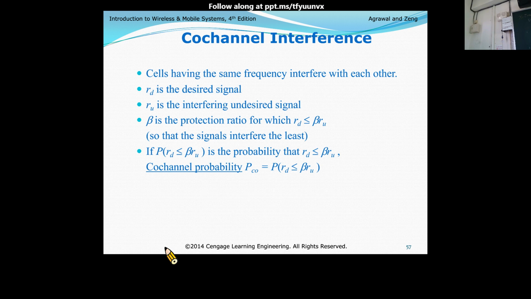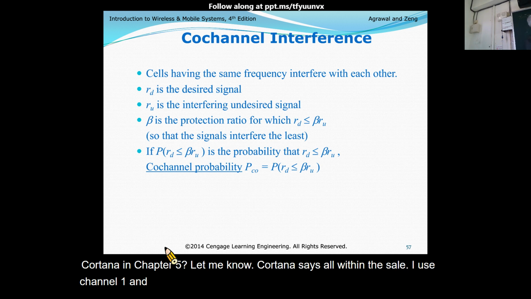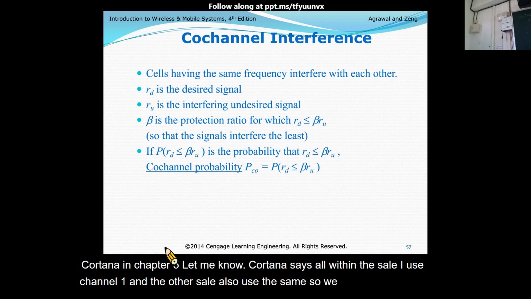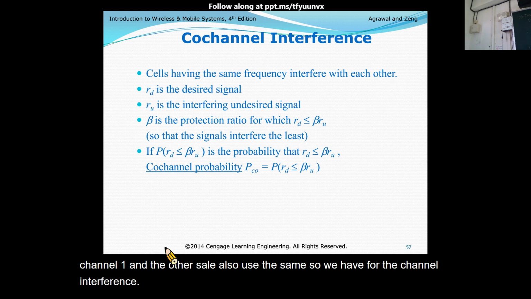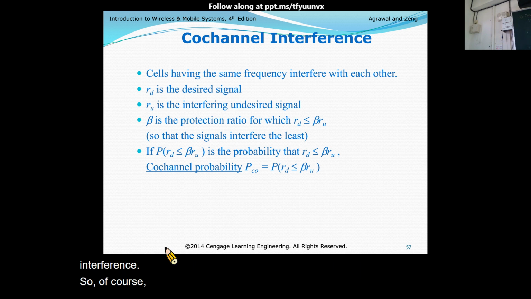So if we specify some threshold and the desired one, and it is still low, then this is a co-channel probability. Why the term co-channel probability? I don't have any idea, but you don't need to care about the name, you just care about the corresponding probability.